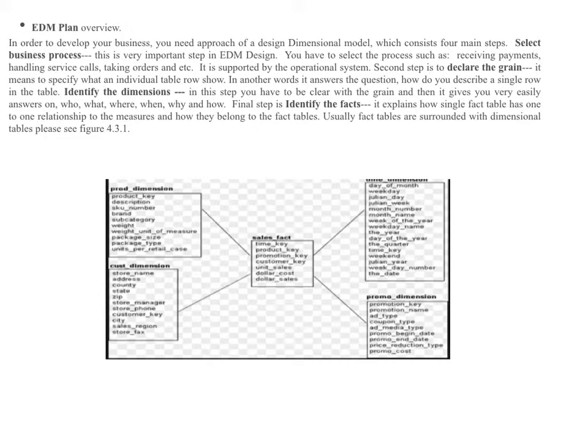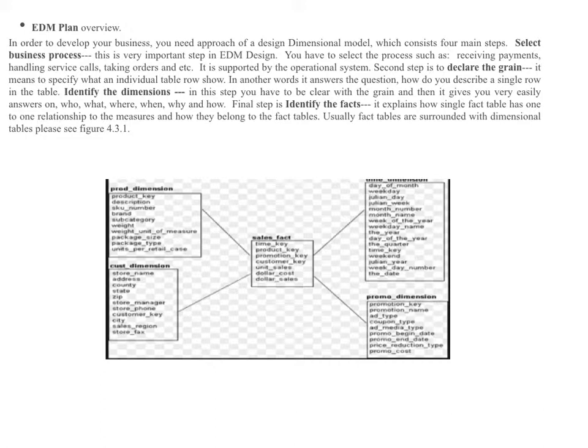The final step is to identify the facts. It explains how a single fact table has a one-to-one relationship to the measures and how they belong to the fact tables. Usually, fact tables are surrounded by dimensional tables.